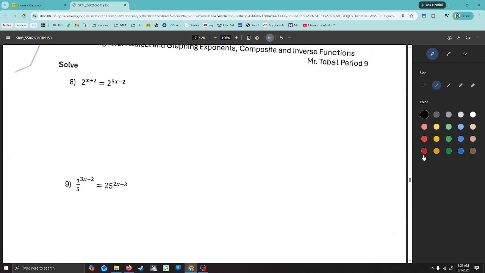All right, because they're both base 2, I could cross them out. And it's going to be x plus 2 equals 5x minus 2. Solve a little bit of math. So it's just going to be x equals 1 after you do the algebra.